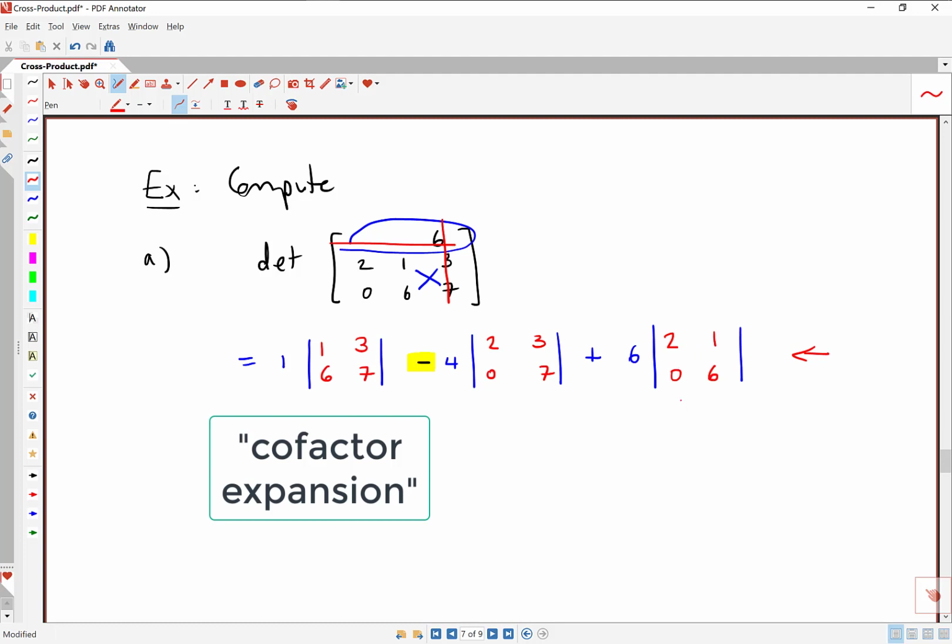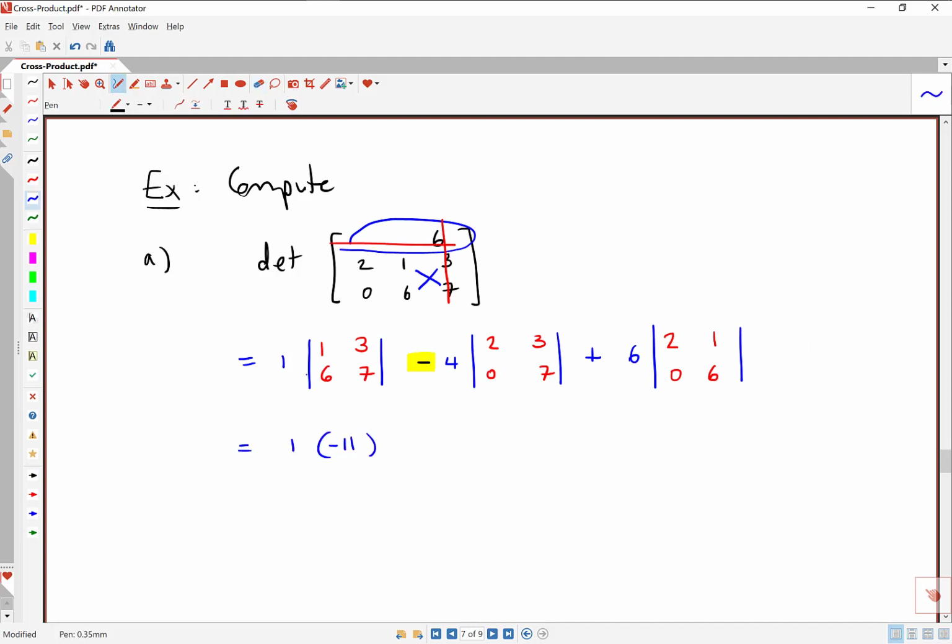0, 6. In the next step, we can work out the values of these determinants. So we're going to go 1 times negative 11. Remember, every time you see a 2 by 2 determinant like this, the symbol just encodes this process of going forwards product minus backwards product. Then we have minus 4 times 14 minus 0, which is 14, and plus 6 times 12 minus 0, which is 12. At the end of the day, we're getting a number: minus 11 minus 56 plus 72 gives us 5 for the value of that determinant.